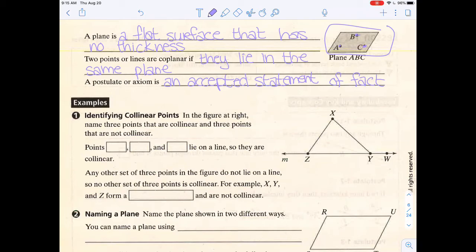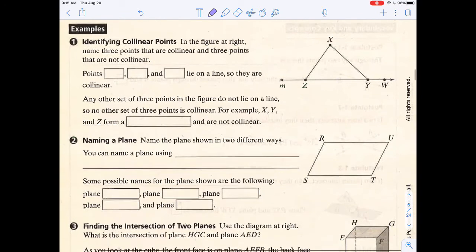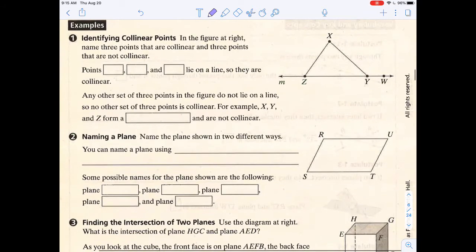Okay, so let's check out some examples. Identify collinear points. In the figure at the right, name 3 points that are collinear and 3 points that are not collinear. So this first one says lie on a line, so these are the collinear points. So the only place we have 3 points in the same line would be right here. So we need Z, Y, and W.